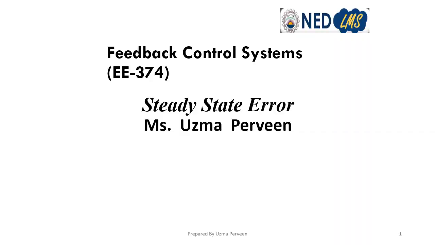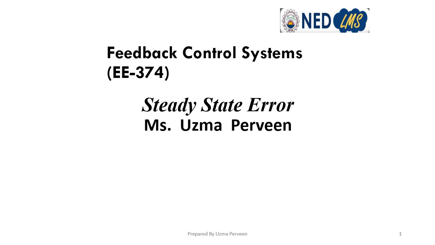Okay, after completing the topic of stability, now we are going to discuss the next topic, which is steady state error. We have already discussed the steady state: when the transients of a system die out and the system reaches a steady state. Then this is called the steady state.